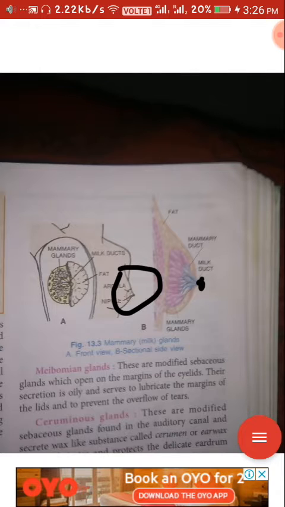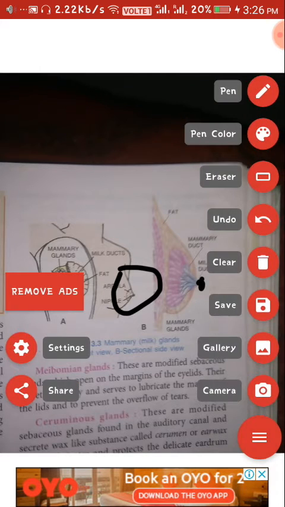Okay, so this is the structure of the mammary gland. Just go through it. It is not that important, so we will skip this part. The main thing is that 15 to 20 milk glands open up here. Children depend on this milk when they are too young to eat food.